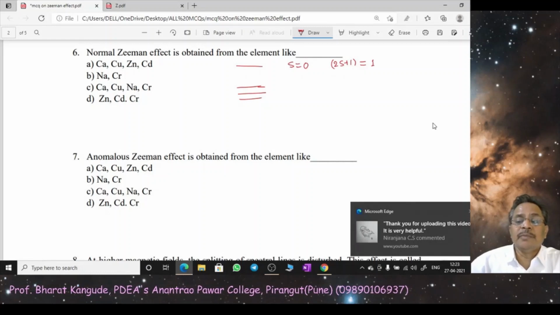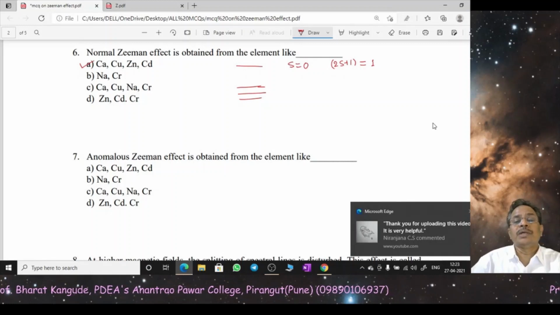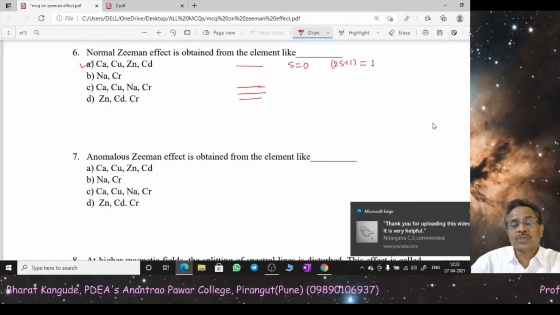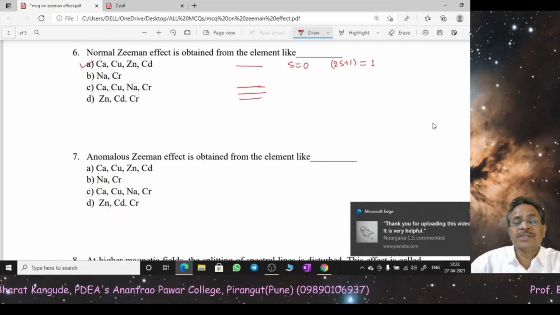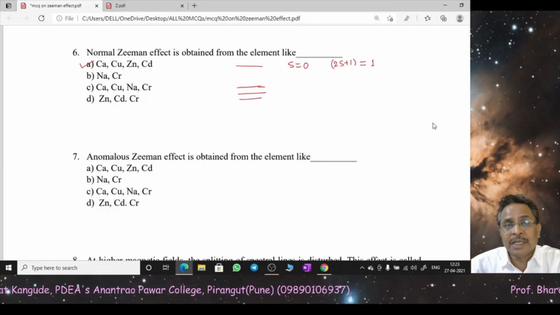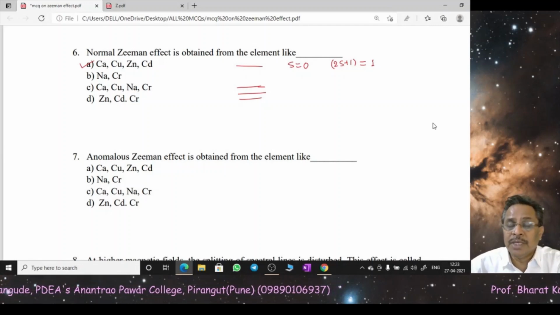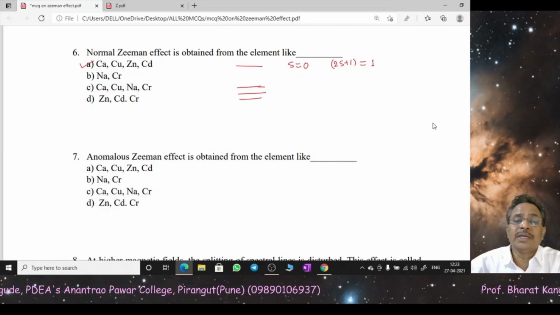So all such elements which have this type of possibility are calcium, copper, zinc and cadmium. The other pair, Na and Cr, are elements which have a single unpaired electron, and therefore their spin angular momentum behaves in a different manner, and that's why its effect is different from this normal Zeeman effect.